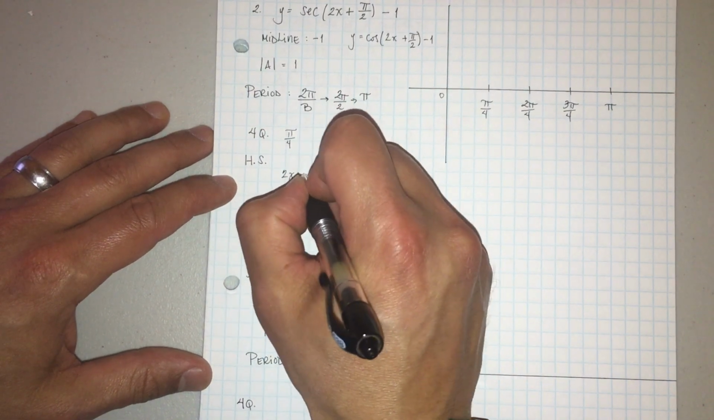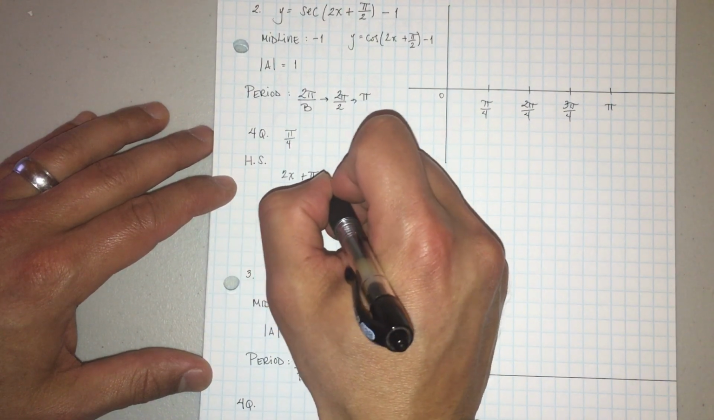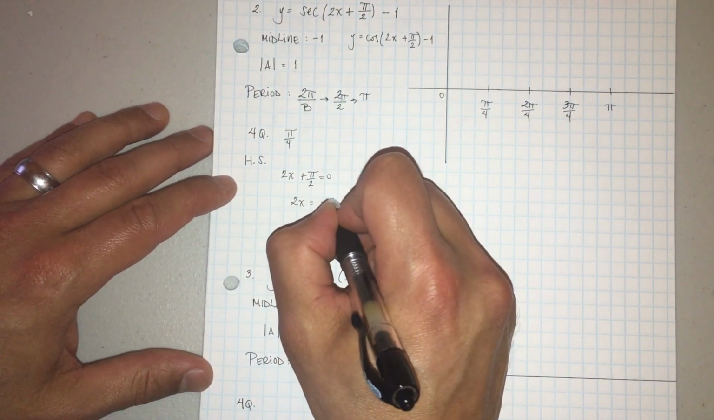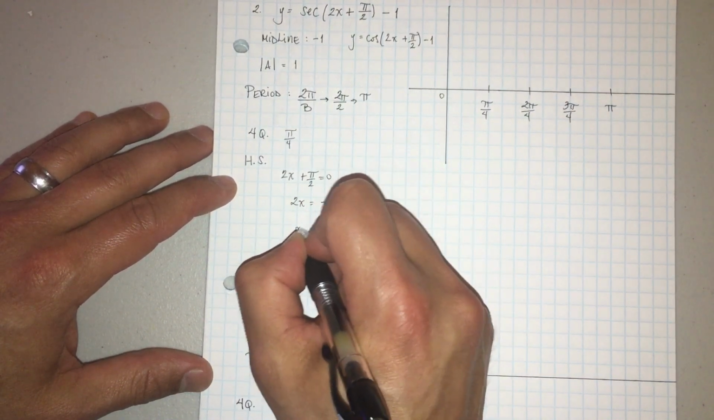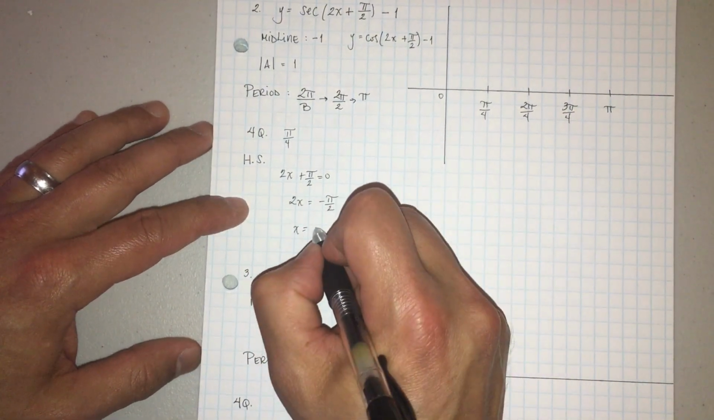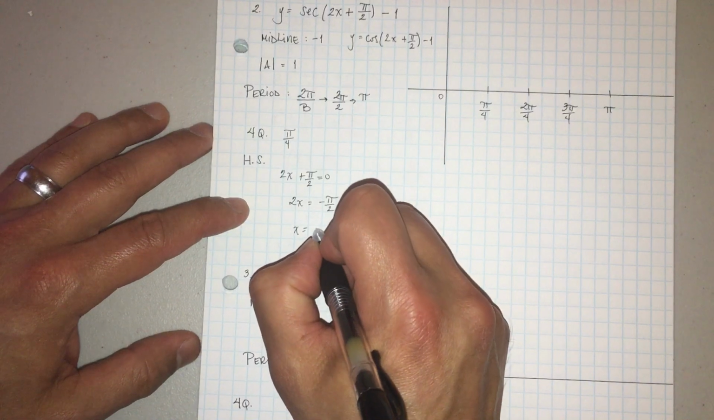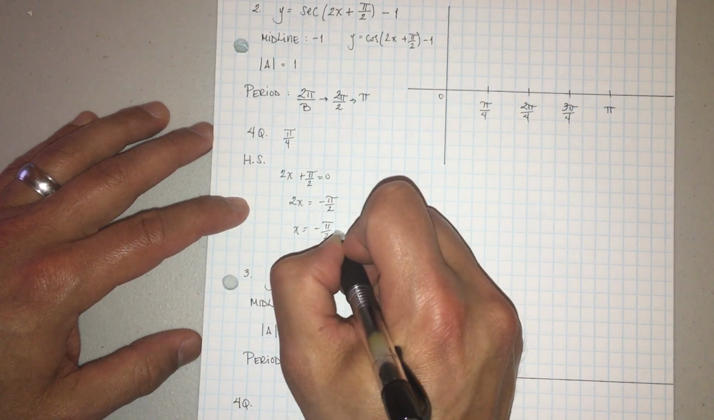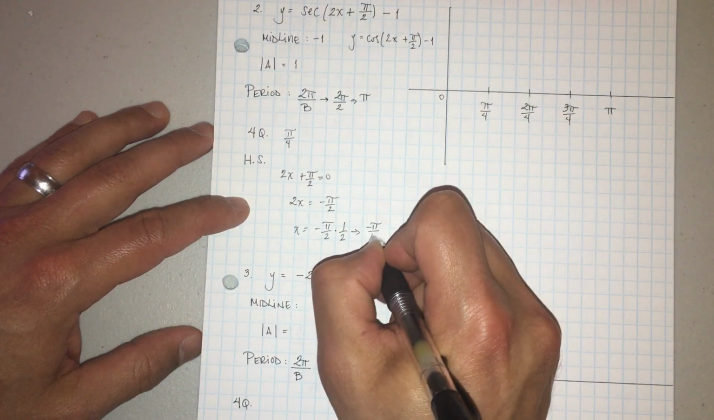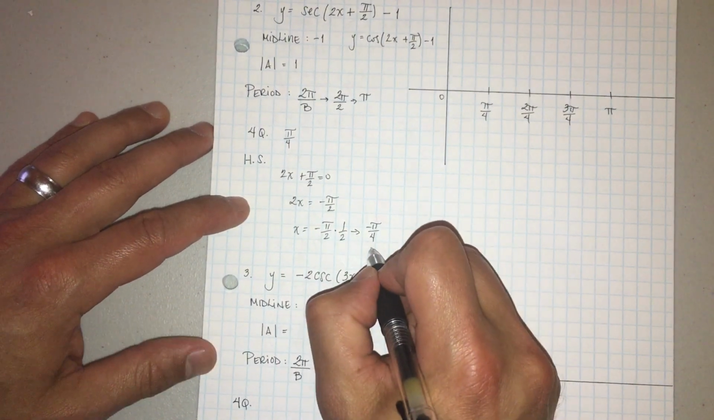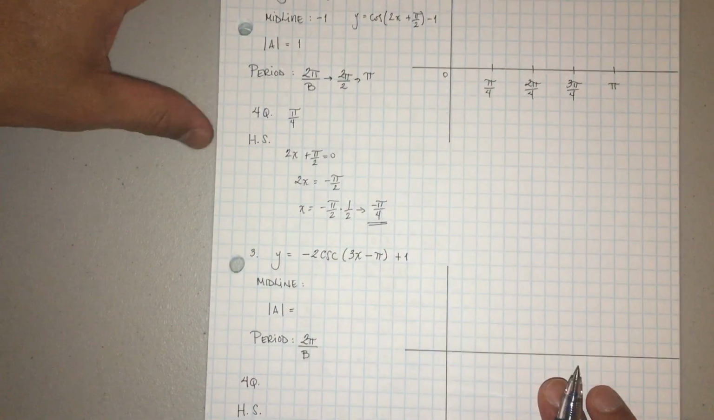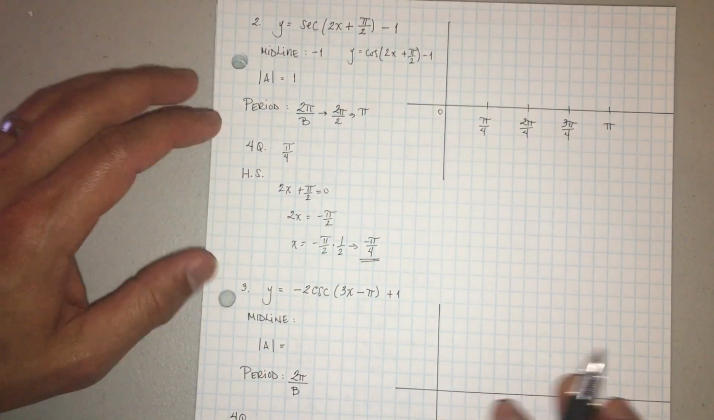Now my horizontal shift, take whatever's inside here, and we're going to set that equal to 0. That means 2x is equal to negative pi over 2. That means x is going to equal, remember dividing by 2 is the same thing as multiplying by 1/2. So negative pi over 2, we're multiplying by 1/2. And that's going to give me negative pi over 4. That means we're going to go to the left. So let's go ahead and start graphing.